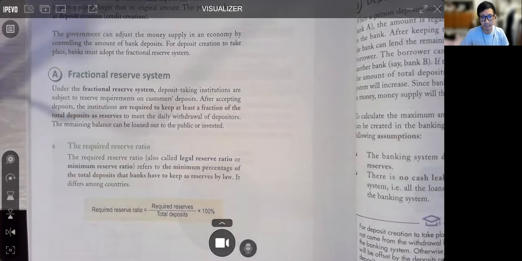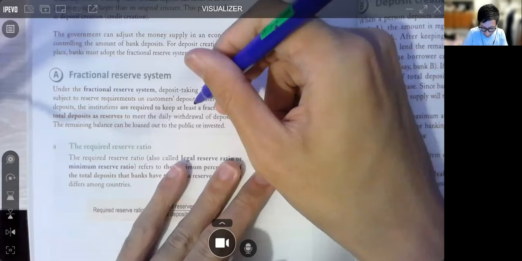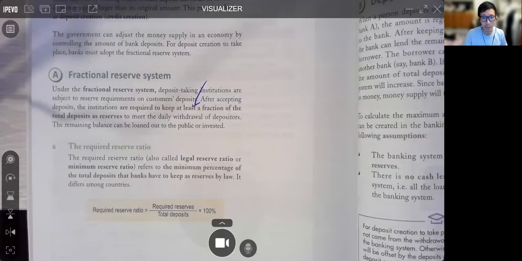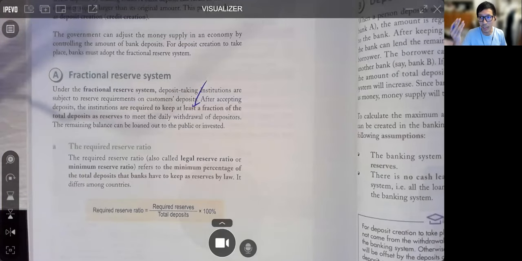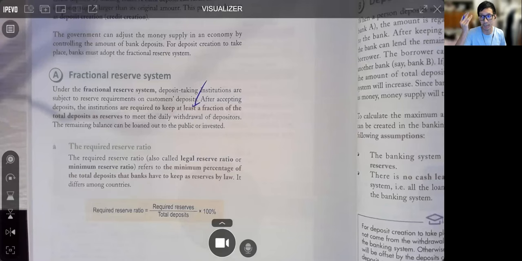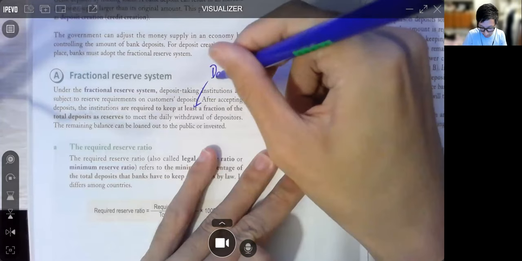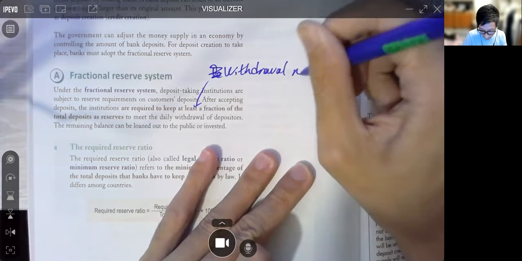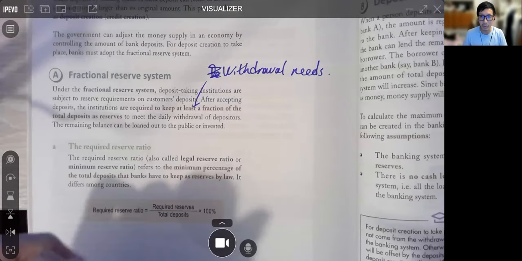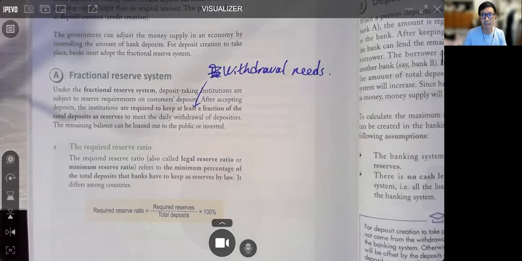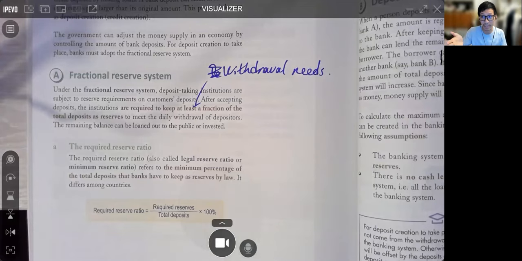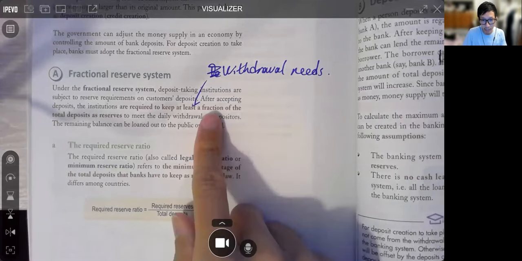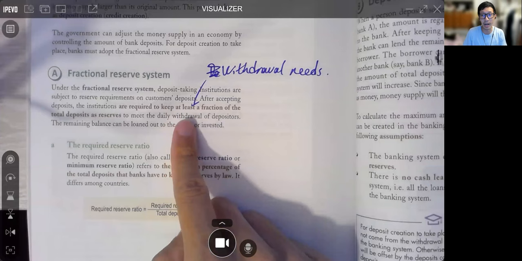Why? Here, basically, to a ratio, a fraction of all the money, all the deposits are kept as reserve. What for? To answer to the withdrawal needs, so that people can withdraw their money at any time. Okay, if you do not have money in the bank, right? How do you answer to people's withdrawal needs? Okay, so they are required to keep a certain amount.